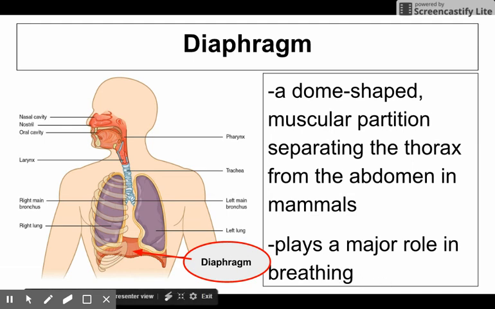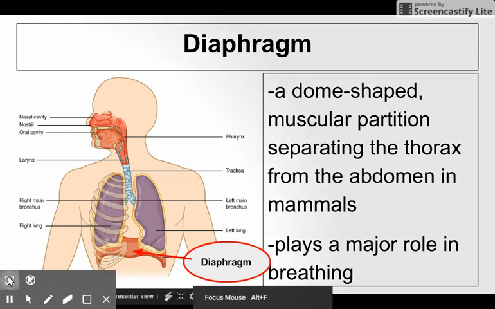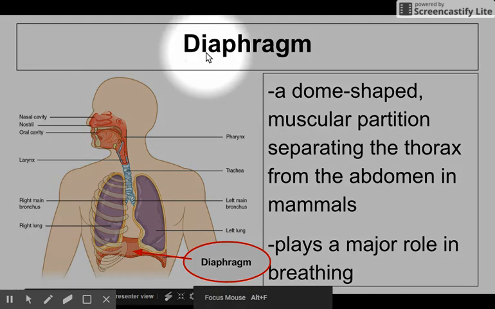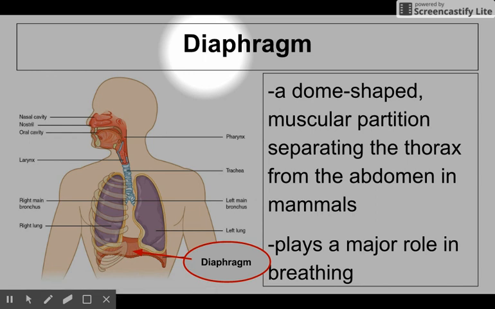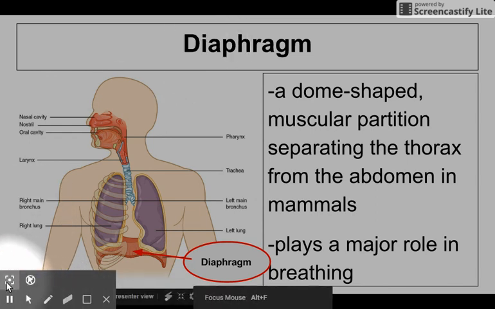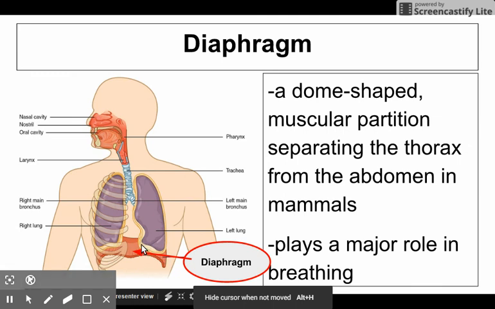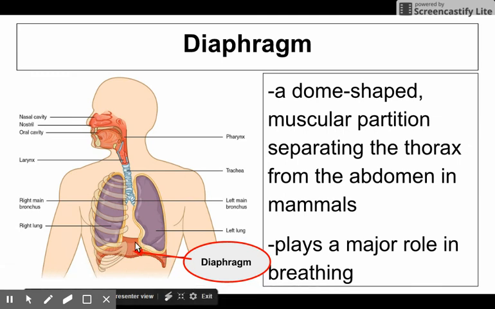The diaphragm. In the word diaphragm, the root word dia means through. And your diaphragm is this part of your body, so it kind of goes through, like from one side to the other of your body, and has a lot to do with supporting your breathing.